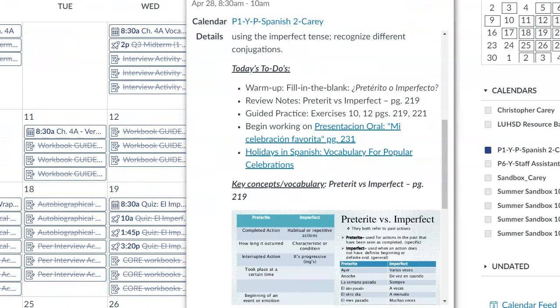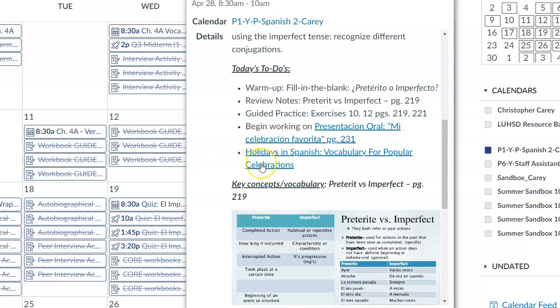We'll then go over the guided practice. I think I only have time for exercise 10, potentially. We'll be able to fit exercise 12 as well. And then we'll begin working on your oral presentation about your favorite holiday from when you were a kid.